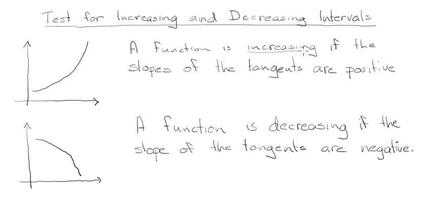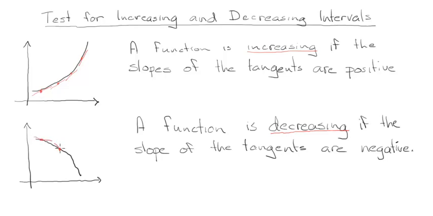What does that tell me about the slopes of the tangents? Well, you should be able to see from the diagram that if the function is increasing, then the slope of the tangent at every point on that interval will be positive. Right? So all these tangents have positive slopes. Whereas if a function is decreasing, then the slope of the tangent is negative.